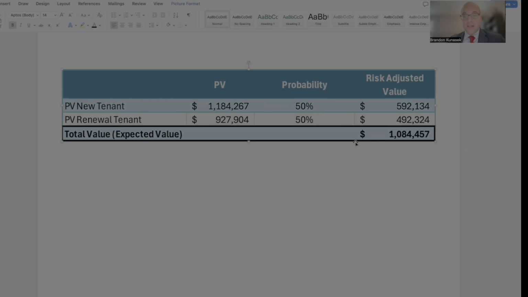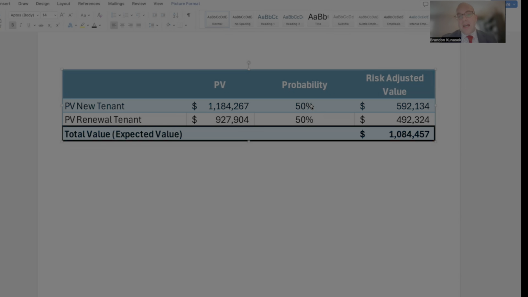Now we have a total or expected value, if we combine both of these scenarios, of $1,084,457. That is the total value that you should pay for the property, adjusting for the risk in the deal. $1,084,457. Again, at that 12% hurdle rate. That's the most you want to purchase this property for, because you don't know which way the dice is going to flow.